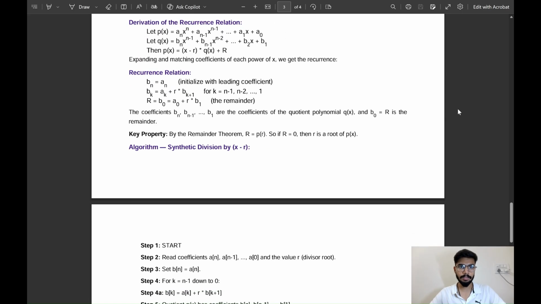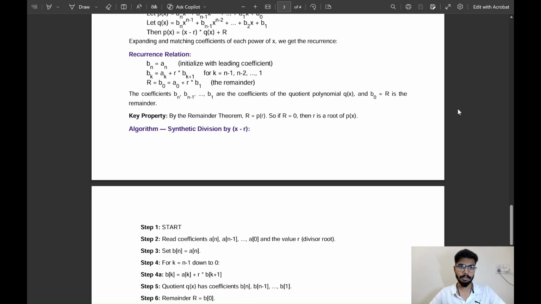Now we will see our recurrence relation, which is bn is equal to an, initializing with the leading coefficient, and bk is equal to ak plus r into bk plus 1, where k is equal to n minus 1, n minus 2, till 1, and r is equal to b0, that is equal to a0 plus r into b1, the remainder. Now the coefficients bn minus 1 till b1 are the coefficients of the quotient polynomial q of x, and b0 is equal to r, the remainder.